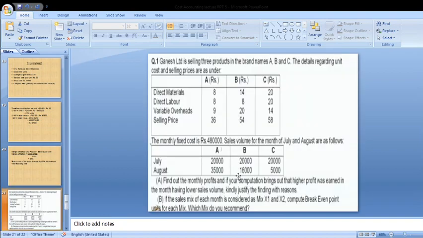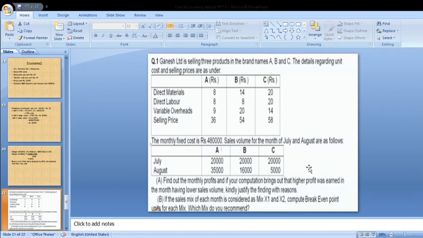Ganesh Ji's company. So Ganesh Limited is selling 3 products under brand names A, B and C. And these are the details of the cost structures. So you know the direct material, direct labor and variable overheads, which is 8 for product A. Selling price is 35. Same way for B and C. The monthly fixed cost is 4,80,000.